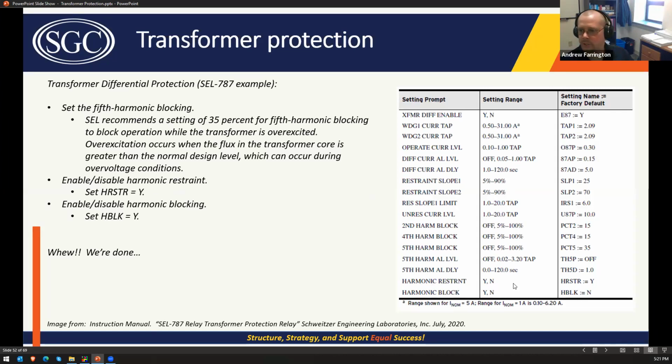Then we determine, do you want to enable the restraint or blocking? And then you say yes or no. And that's it. Now you've set up your transformer differential protection, at least for this particular relay.